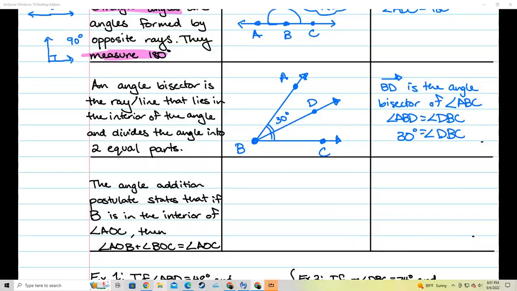Essentially, what's happening right there is they said that this angle is the same thing as this angle. Therefore, these 30 degrees must be the same thing as the 30 degrees down here. And as far as what we're going to highlight in our notes, we're going to highlight that the angle bisector divides this into two equal parts.